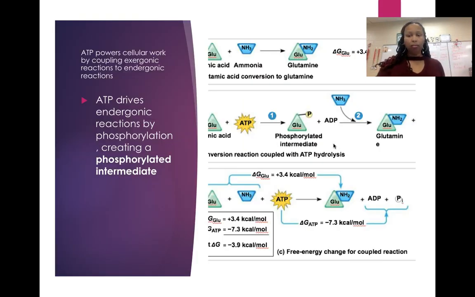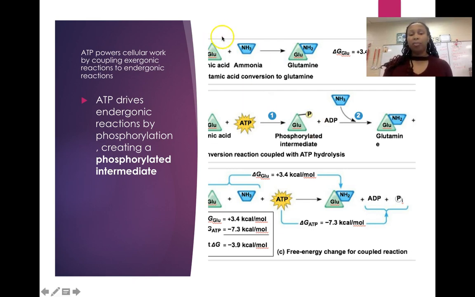So let's look at an example of that. And how our system overcomes these endergonic reactions and how it uses these exergonic reactions is through energy coupling. So an endergonic reaction is going to be driven by an exergonic reaction. So if I need energy, the energy released by this one is going to drive my reaction. And the body accomplishes this through the use of ATP, or adenosine triphosphate. ATP is going to be coupled with endergonic reactions. It does that by releasing energy and also phosphorylating the intermediate.